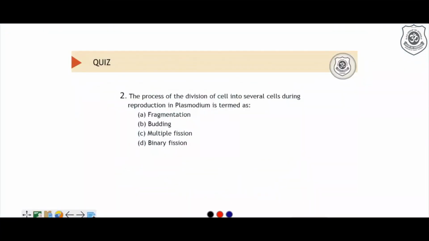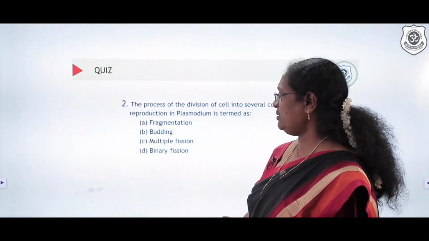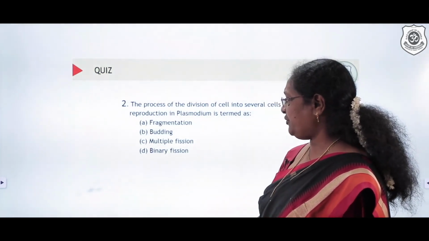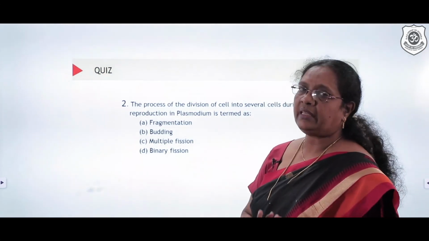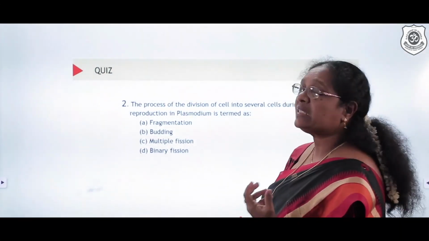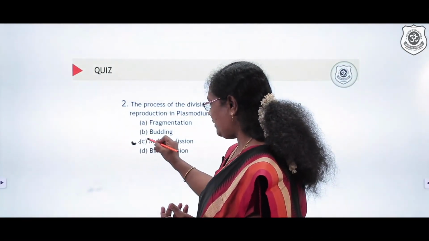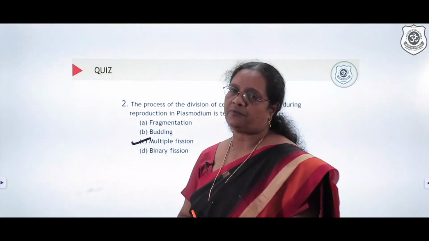We move over to the second question. The process of division of a cell into several cells during reproduction in Plasmodium is termed as, let's quickly recollect, fragmentation, budding, multiple fission, binary fission. It clearly says reproduction in Plasmodium with several cells. So the answer, perfect, is multiple fission.